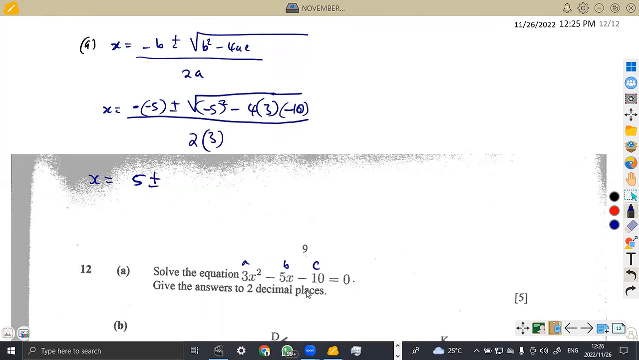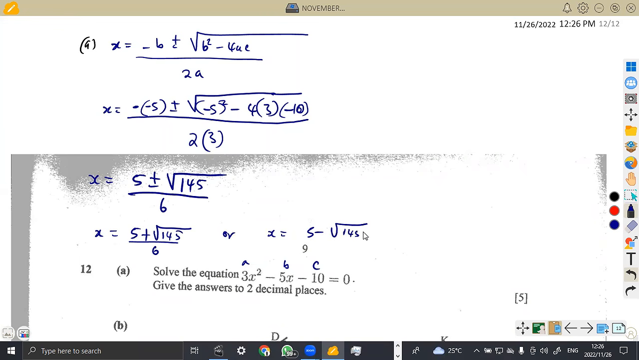Okay, I want us to see something here. Where is my calculator now? All right. Under the square root, we are going to simplify this part under the square root. So guys, this thing cannot go back. Okay, we're going to obtain something like 145 over 2 times 3, which is 6. So separating this, we've got 5 plus the square root of 145 over 6, or another x, which was going to be 5, minus the square root of 145 over 6. All right, so that's it from this part.